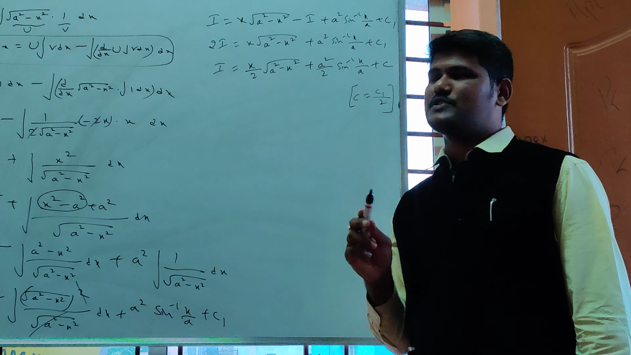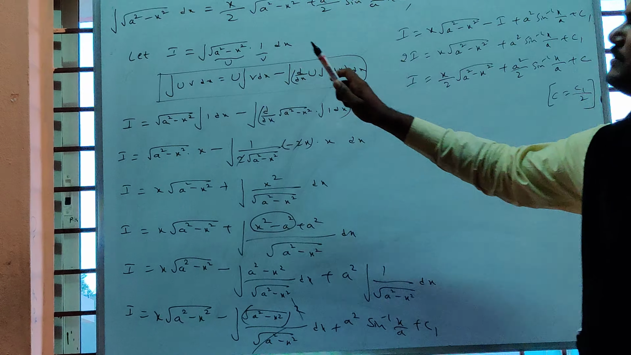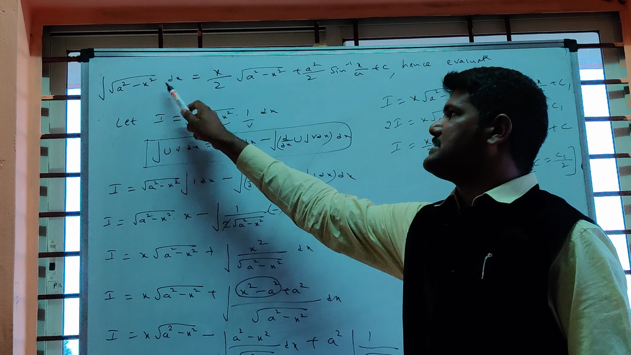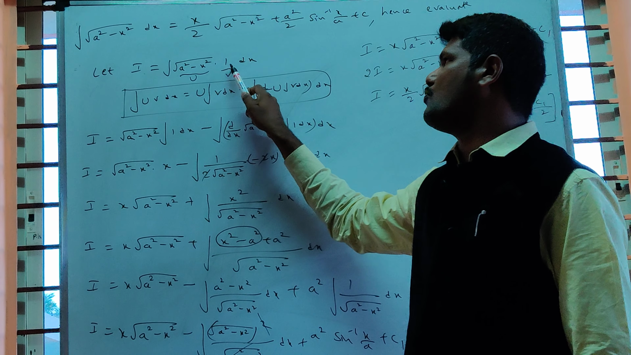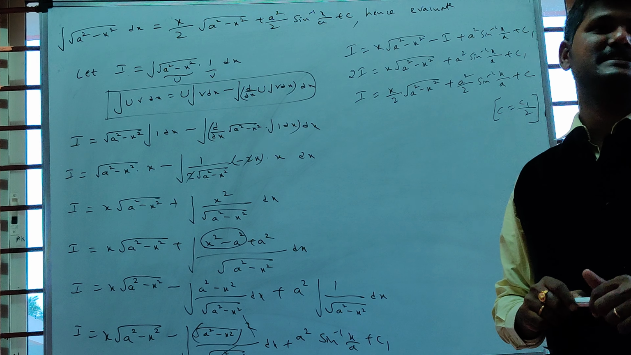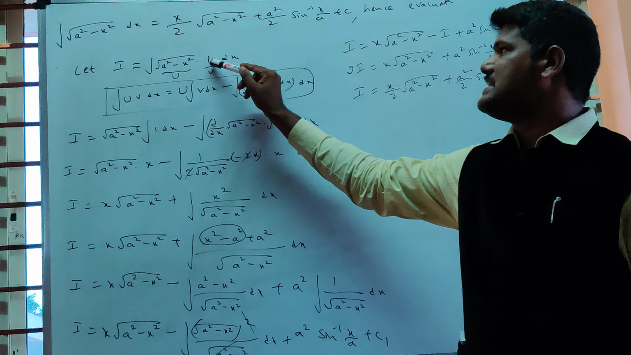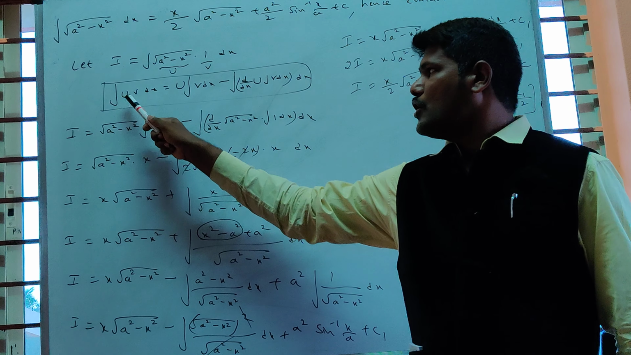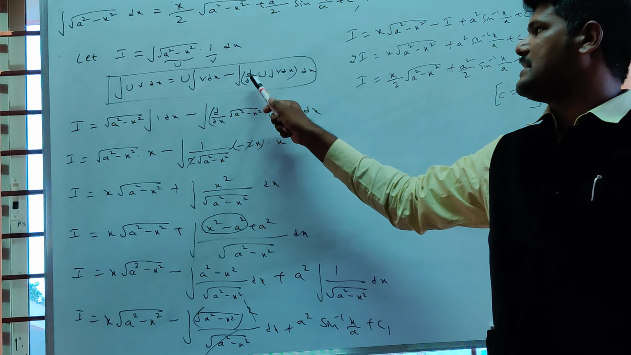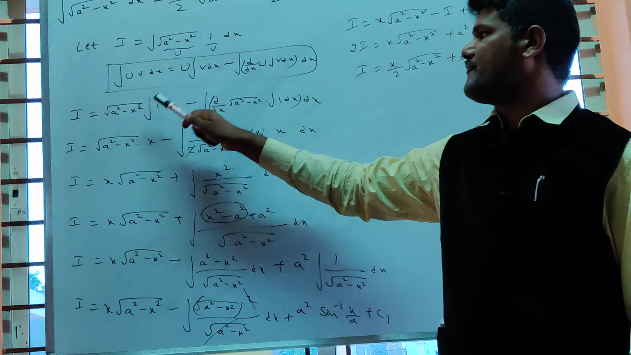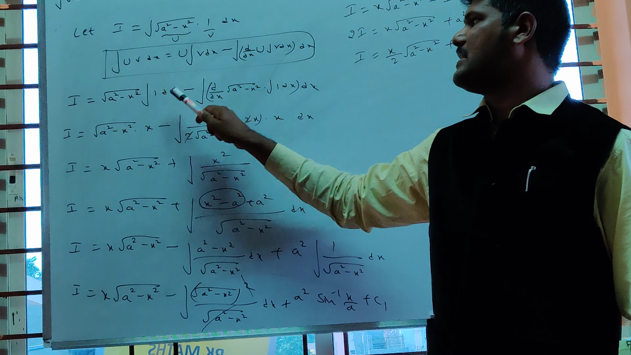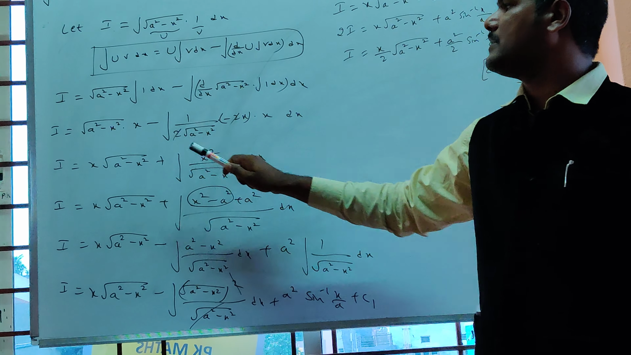So I will repeat once again this question. Given question, integral root of a square minus x square dx. Let us consider I is equal to root of a square minus x square into 1 dx. A square minus x square is u, 1 is v. U integral v dx minus integral d by dx of u integral v dx on dx is the formula. In place of u, root of a square minus x square, in place of v, 1 substituted.